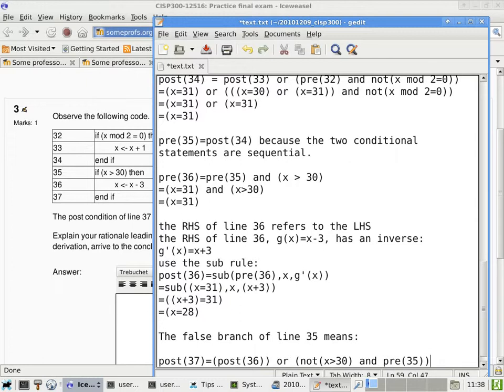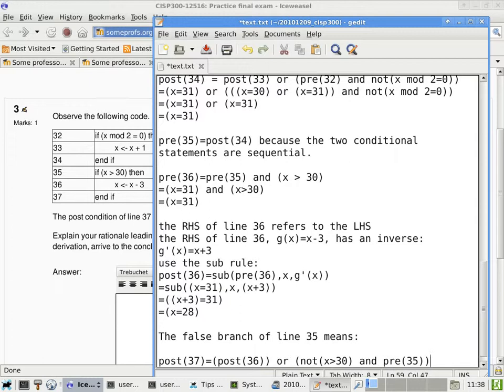This part here represents what happens when we go through the false branch. When we go through the false branch, whatever was true before line 35 is still true, because the false branch does not have any operation specified, right? But at the same time, we know that since we're going through the false branch, the condition of the conditional statement has to be false. And that's why I write it down like this.